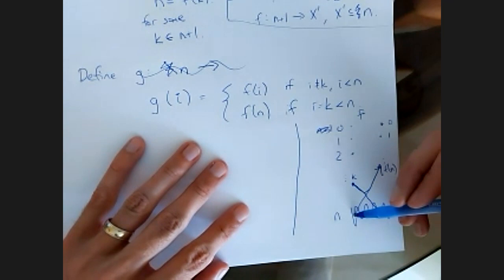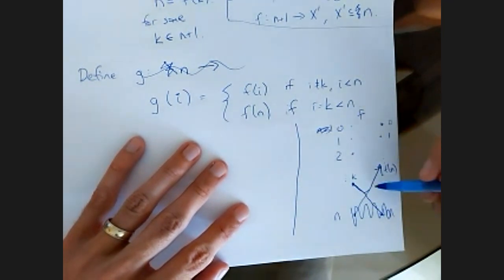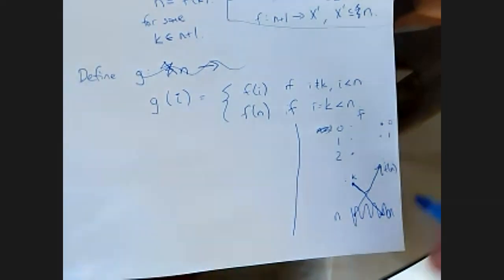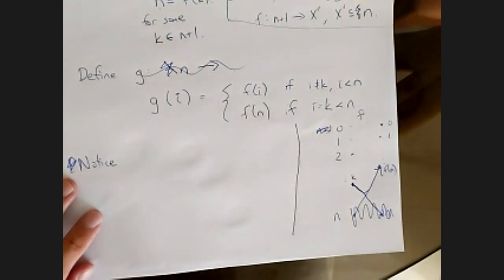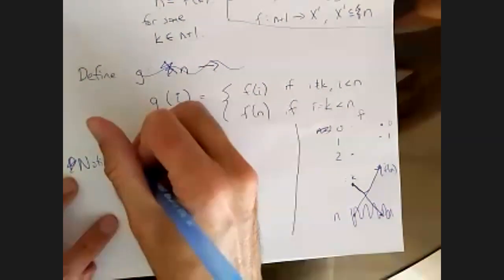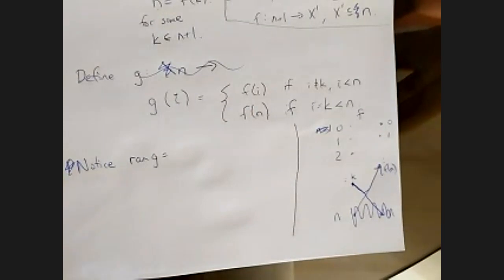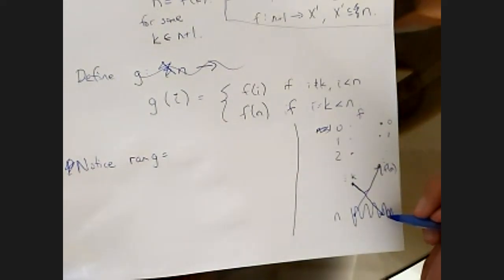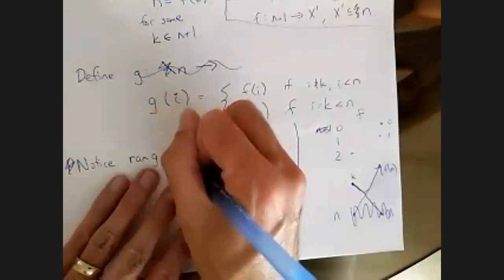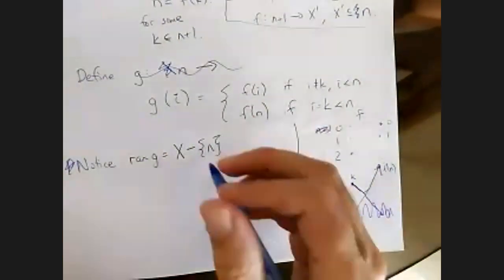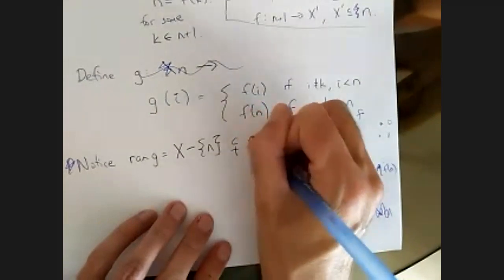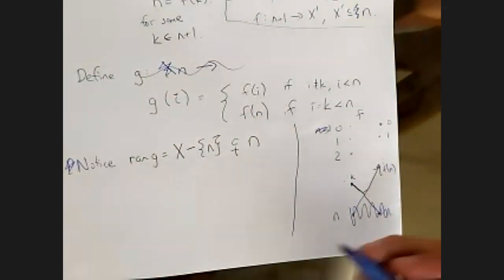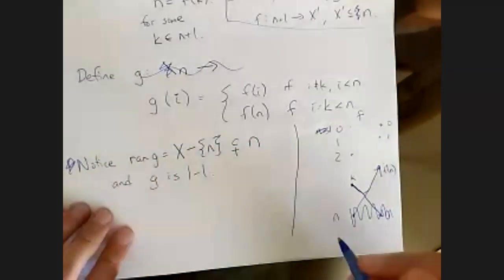But now our subset on the right-hand side doesn't include n, so it's going to be a proper subset of n. So notice that now the range of g is just x minus n. And this is a proper subset of n as long as x is a proper subset of n plus 1. And notice g is 1-to-1.